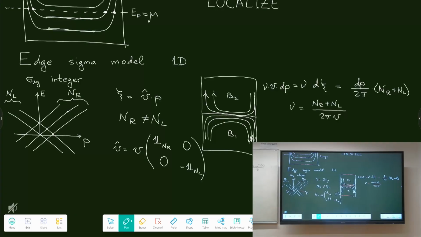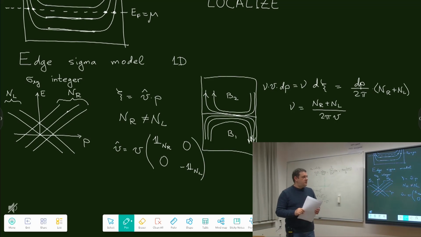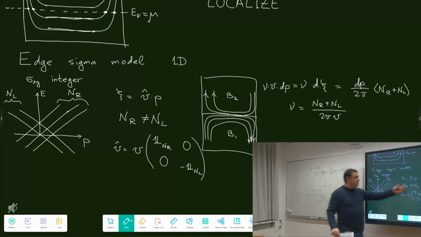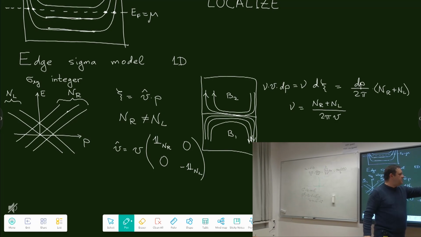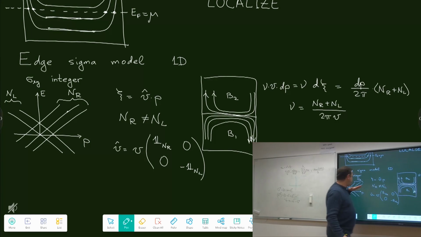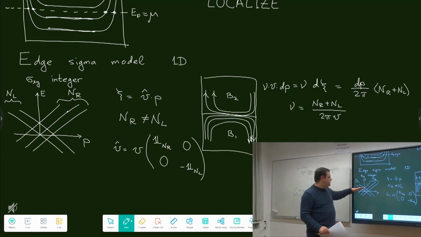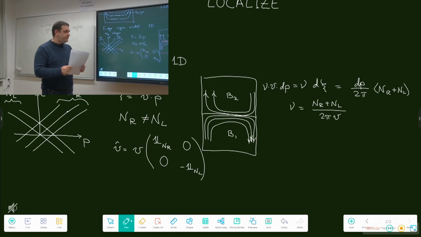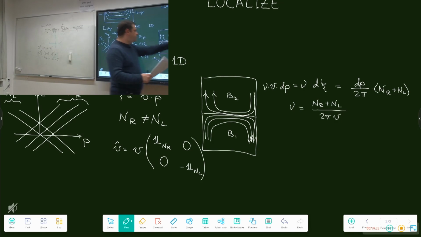Actually, this is correct for any one-dimensional system. Each channel, each line on this plot has its own contribution to the density of states, and the larger is the velocity, the smaller is the density of states. Large velocity means more steep line, which means less states per unit momentum. Okay, so this is nu.